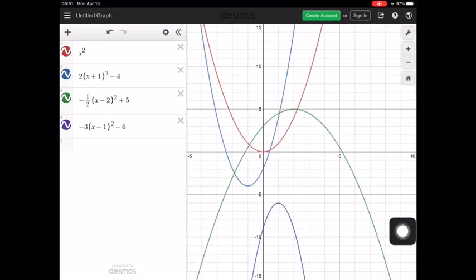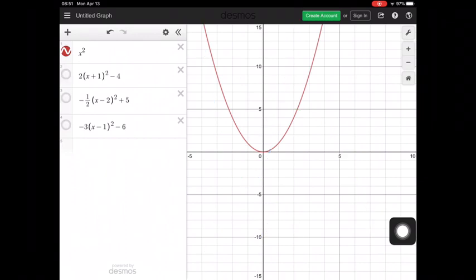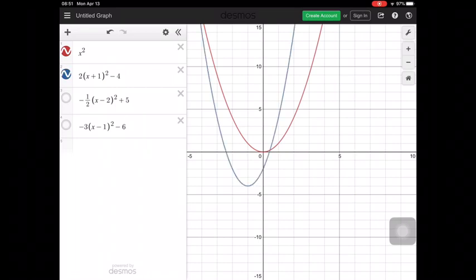Here we have, first of all, the parent function, which is the normal parabola, which has vertex at (0, 0), and it opens upward. Then we have the first function that we were asked to plot. And what do you see here? If we compare this with the parent function, first of all, we can see that the vertex is displaced 1 unit to the left and 4 units down, right? 1 unit to the left and 4 units down.